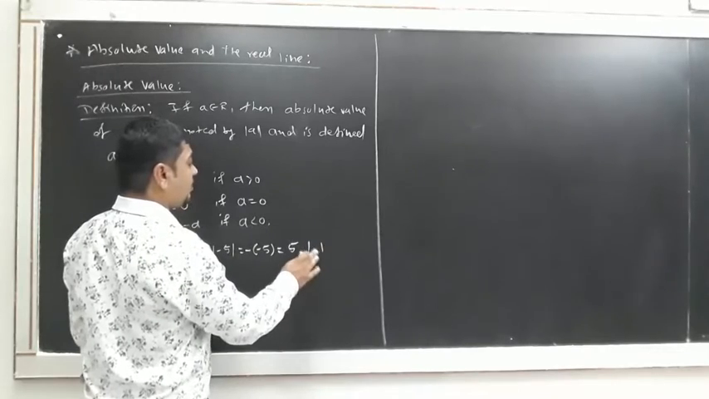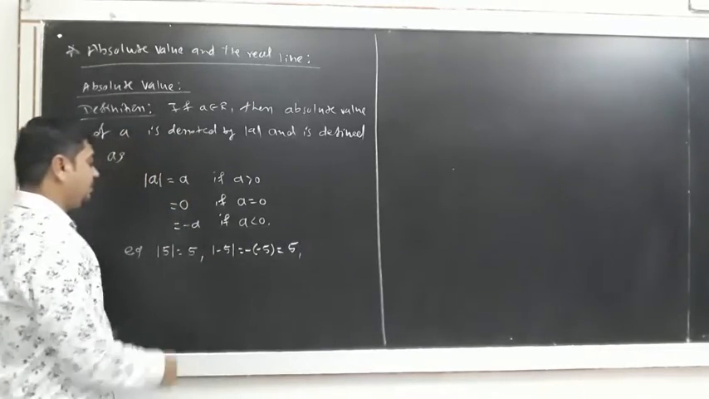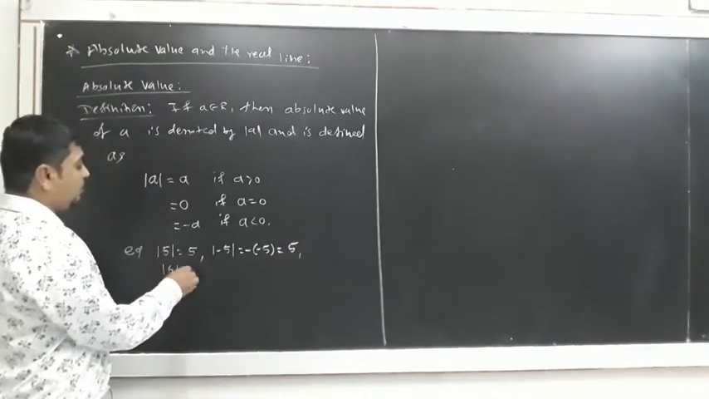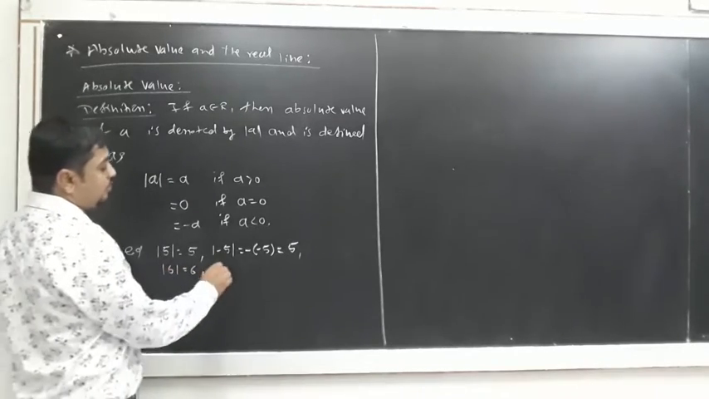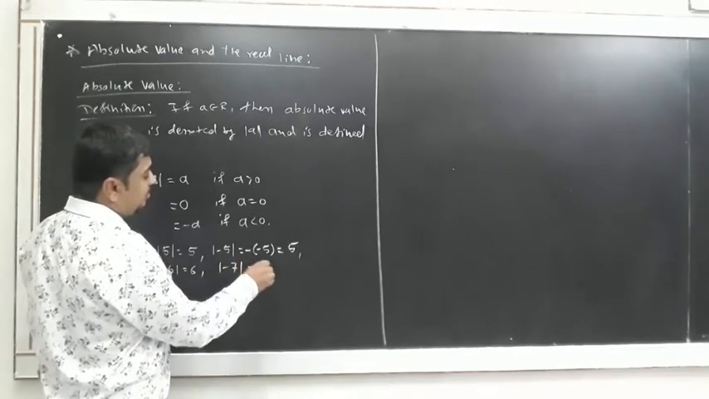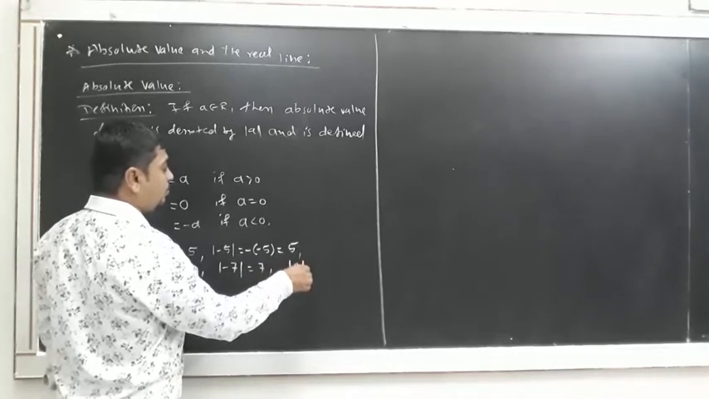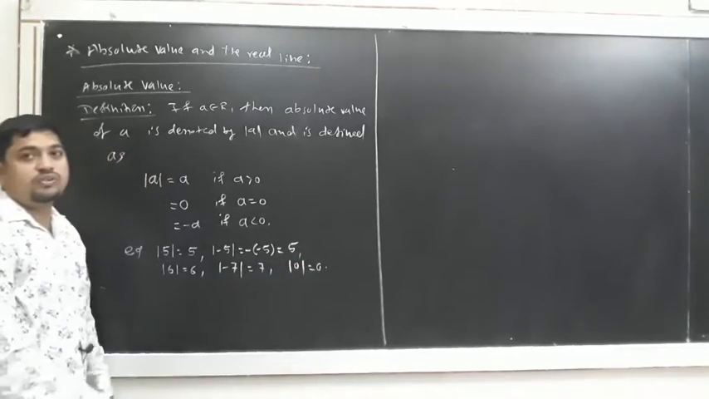Next, we can take so many examples. The absolute value of 6 is 6. The absolute value of minus 7 is 7. The absolute value of 0 is equal to 0.